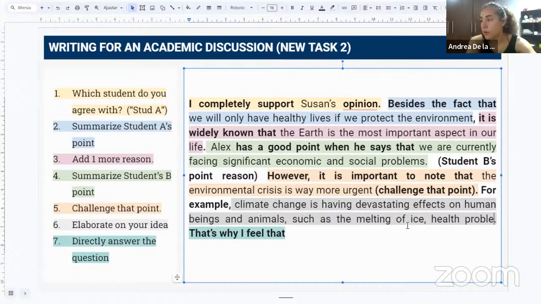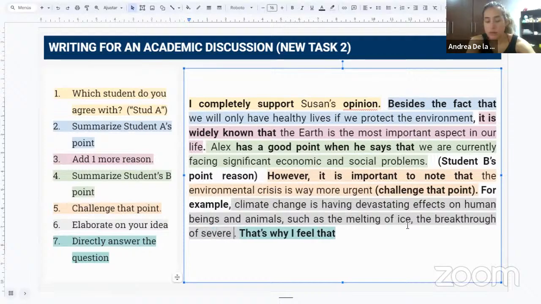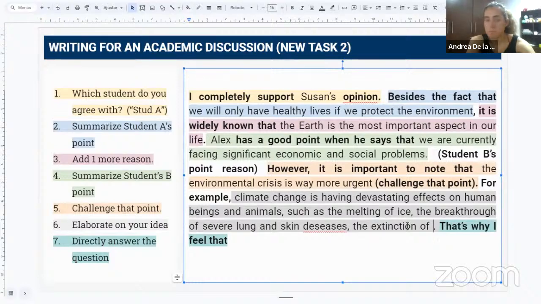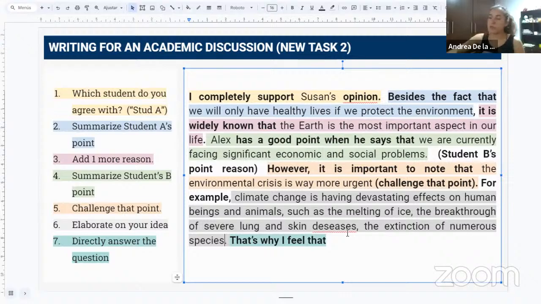Health problems, such as the breakthrough of, let's say, severe diseases. Severe, I don't know, the extinction of, let's say, extinctions of numerous species. Okay, something like this, right? We give some more details. But this is the idea. The important thing is that you understand the structure, right?